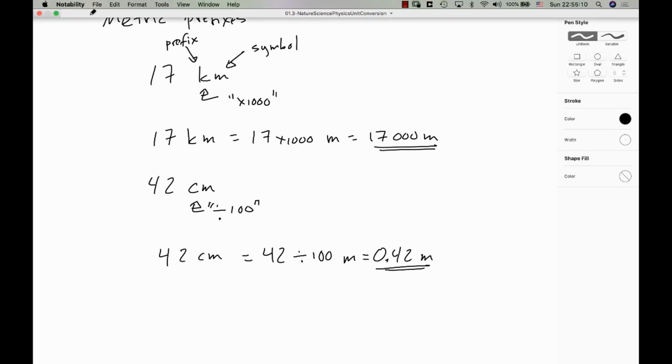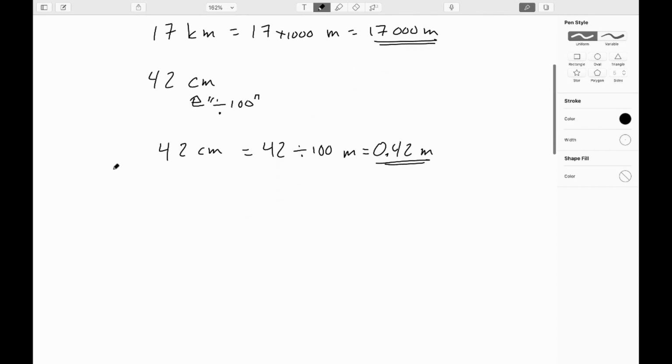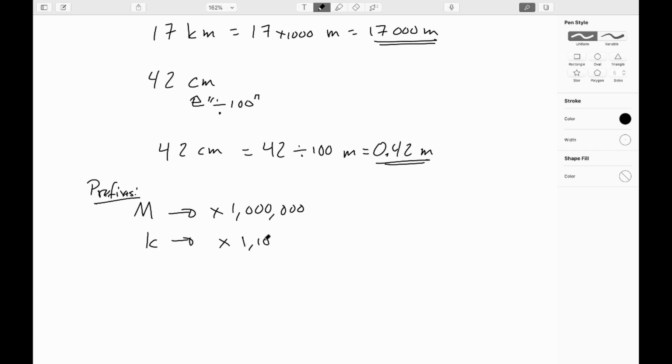Some of the prefixes that you're likely to be running across in this course, you might run across mega, which is capital M. It should just be viewed as the instruction: whenever you see it, you can replace that mega with times 1,000,000. You'll definitely run into the kilo prefix. Whenever you see that, you can replace that with its instruction, times 1,000.